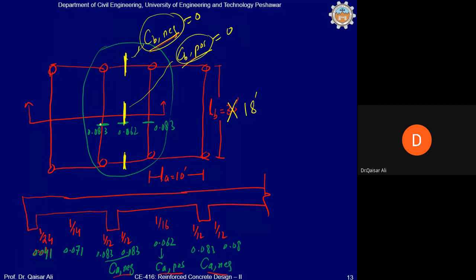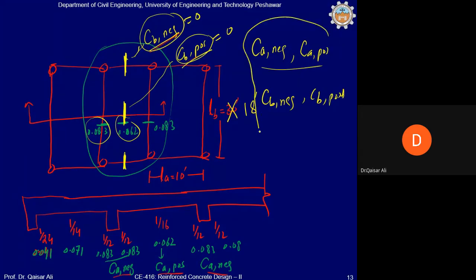And what about the coefficients CA negative and CA positive? Will they remain the same, increase, or reduce? They will be reduced, because now some of the moment is also transferring along the longer direction. So CA negative and CA positive will be reduced and there will be some coefficient values of CB negative and CB positive. Clear now?